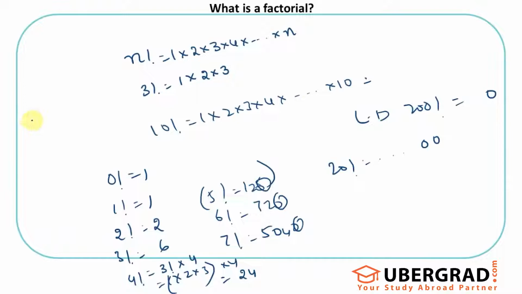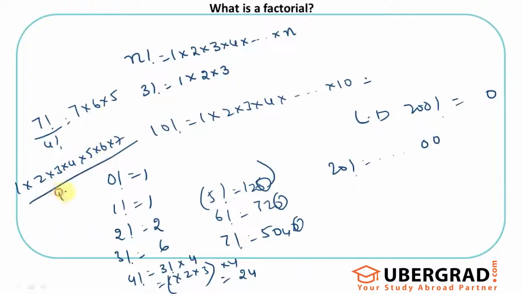And let's say if I ask you what is 7 factorial by 4 factorial, the answer is simply 7 into 6 into 5. Because 7 factorial is 1 into 2 into 3 into 4 into 5 into 6 into 7, divided by 4 factorial, which is 1 into 2 into 3 into 4. So I just cancel them, and I'll be left with 5 into 6 into 7. Right, that's a useful thing that will help you in some questions.